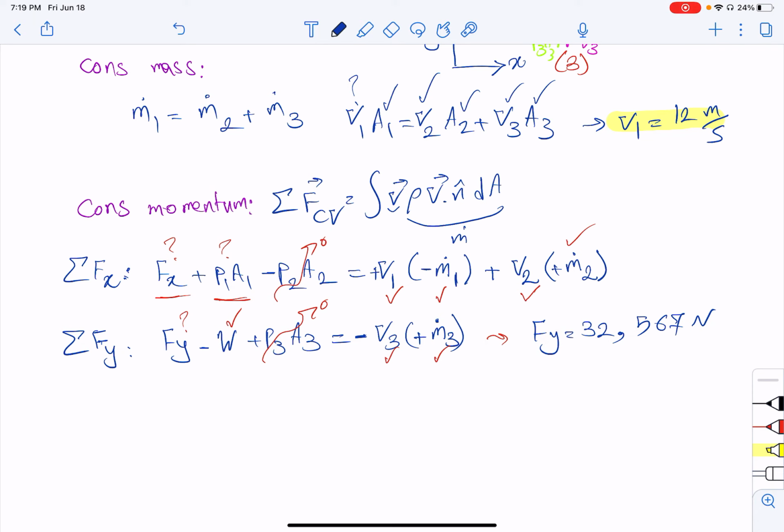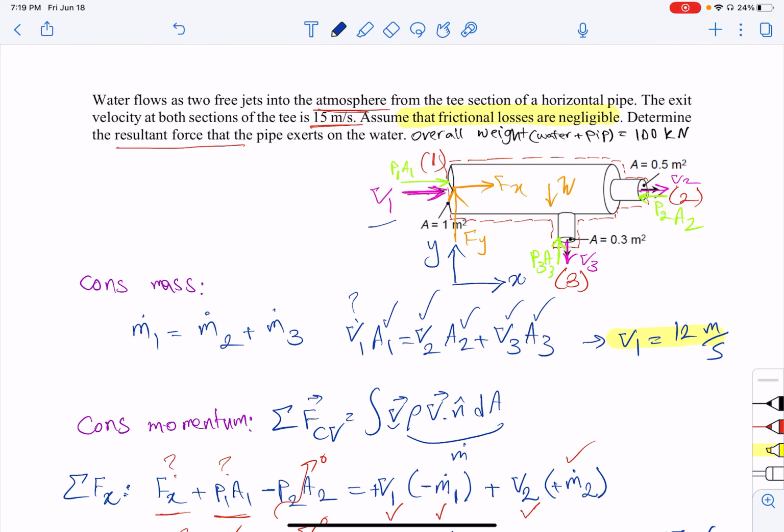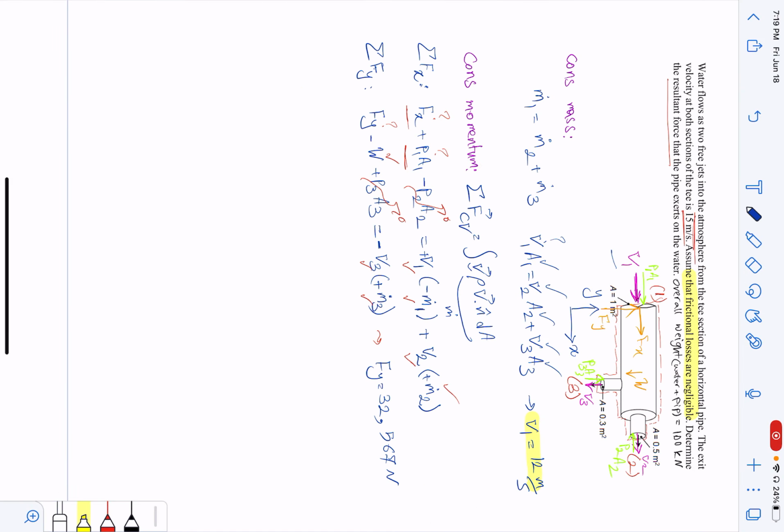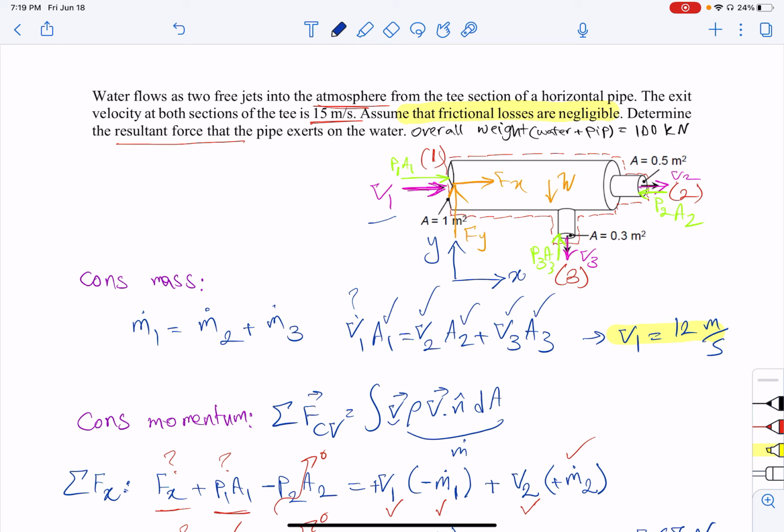And now let's see what other equation we can use. I'm asking you one question, so pause the video and try to think about it. Can we use the Bernoulli equation? Why not? Or if yes, why? If not, why?